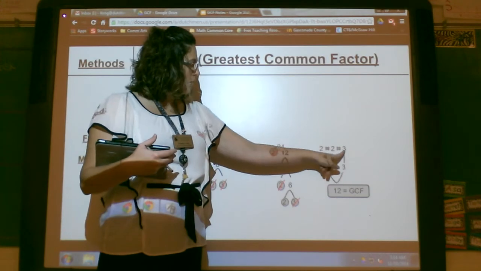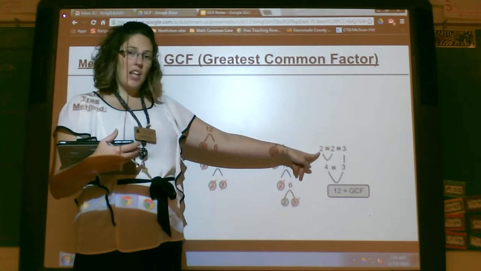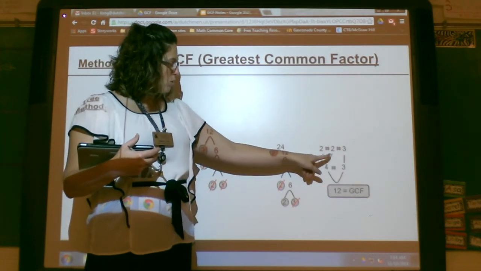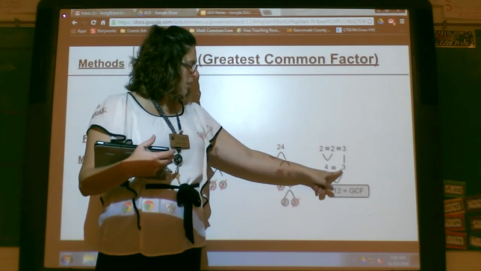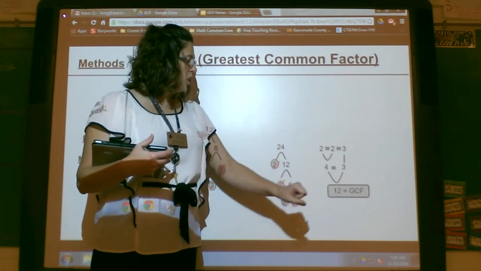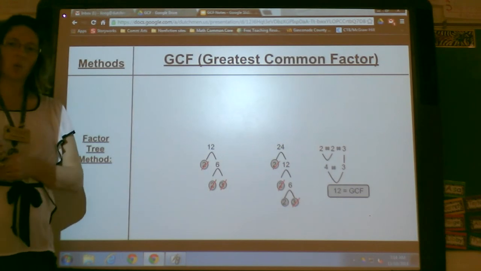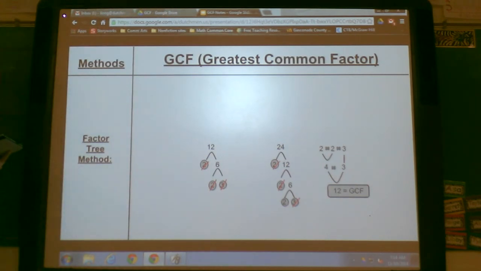So then I take my 3 numbers that they have in common and I multiply them out. So 2 times 2 is 4, and then I bring down my 3. 4 times 3 is 12. So the greatest common factor for 12 and 24 is 12.